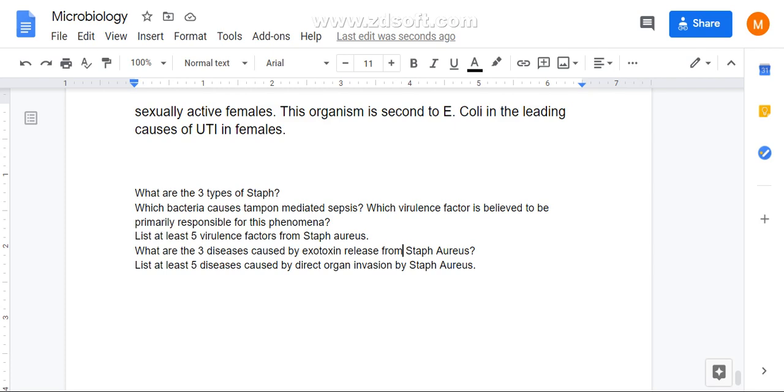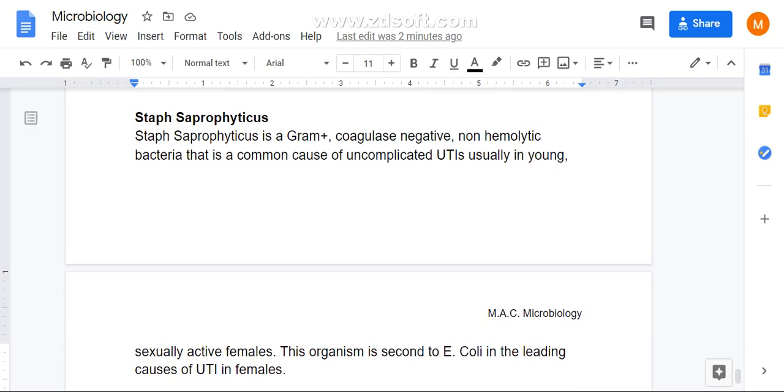There's another one I was looking at, that they mostly cause UTIs. That's not what Staph aureus would really cause. It would cause shock. Does Staph saprophyticus cause UTI? Yeah, this last one, Staph saprophyticus, especially in young sexually active females. It's the second most common cause, second to E. coli, for the leading cause of UTI in females.